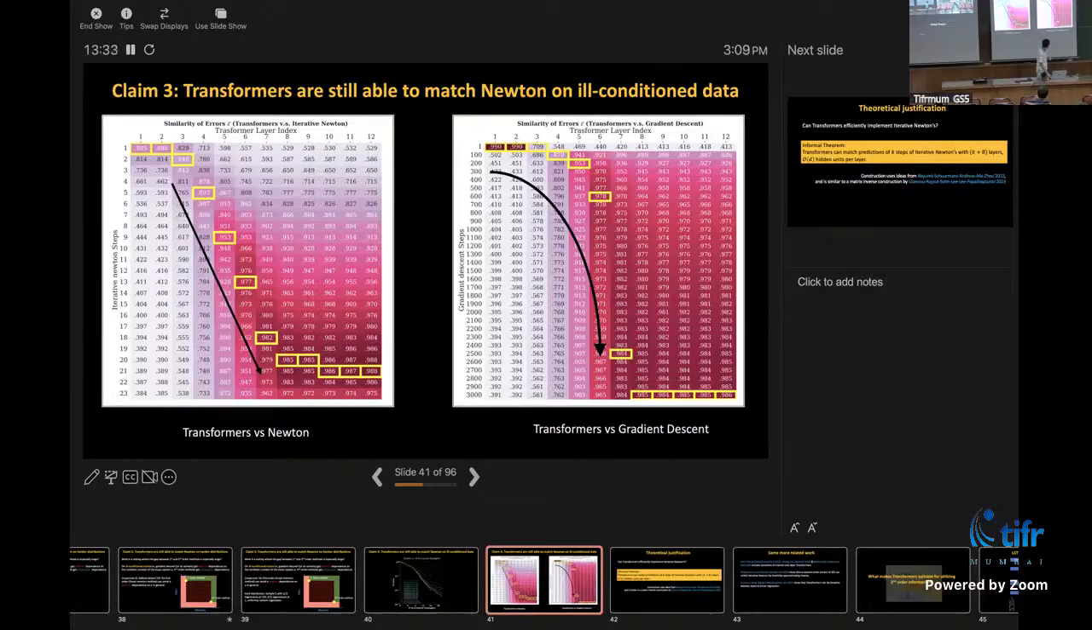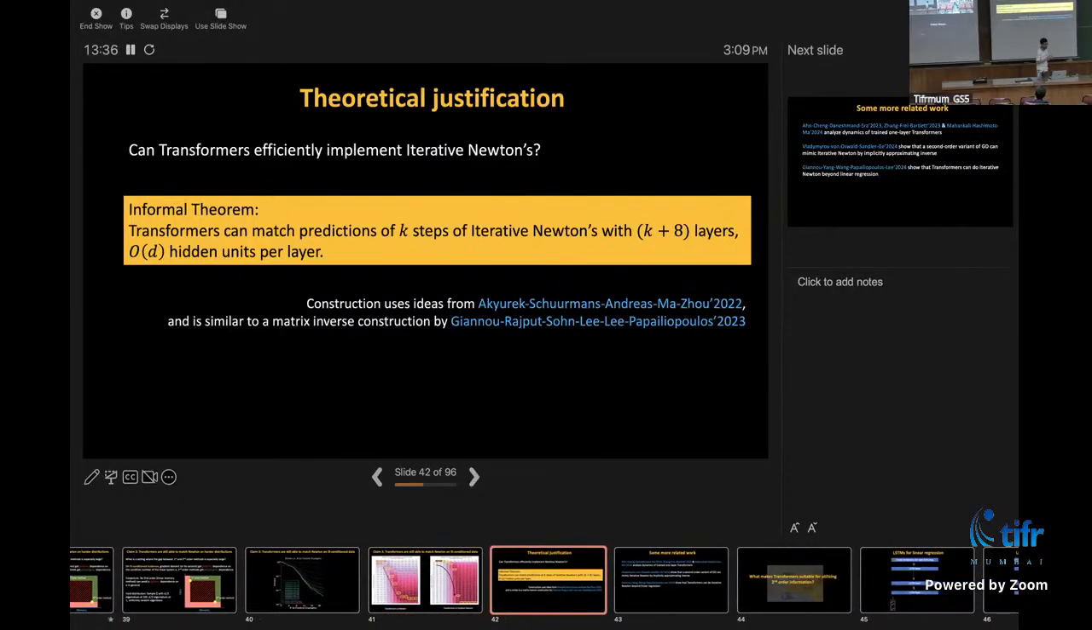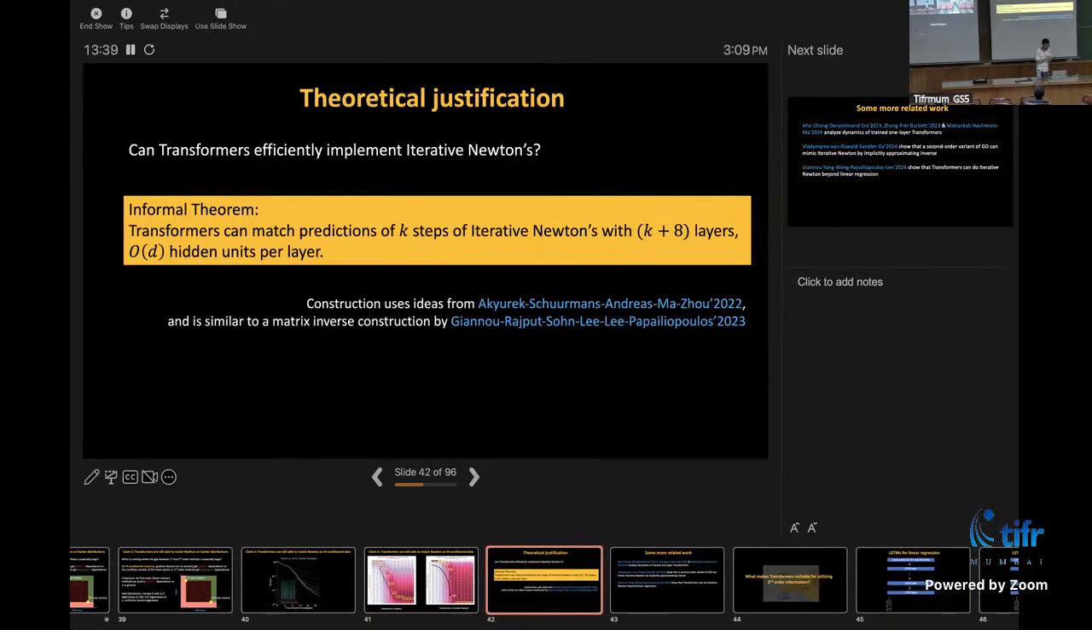Okay, so we can also ask if you can actually implement a technique like Newton with the given architecture that we have with transformers. Informally, without going into too much detail, we show, like what we see in our experiments too, that with transformers you can match k steps of Newton with order k layers and with order d hidden units per layer. So this is saying that you can actually represent an algorithm like Newton, which is getting a much faster rate. It's not proving that you converge to this solution, but showing that you can represent that solution.